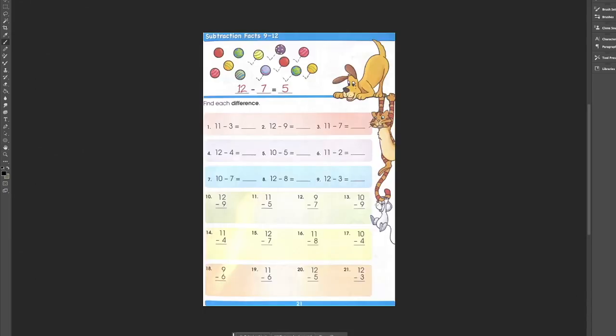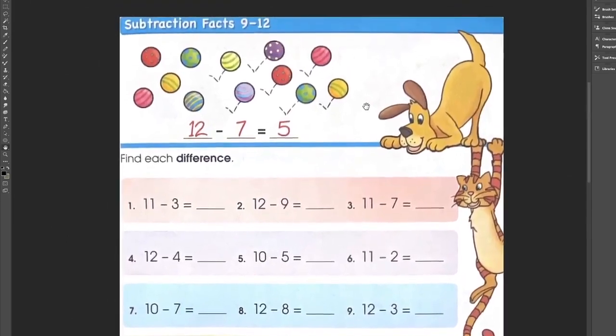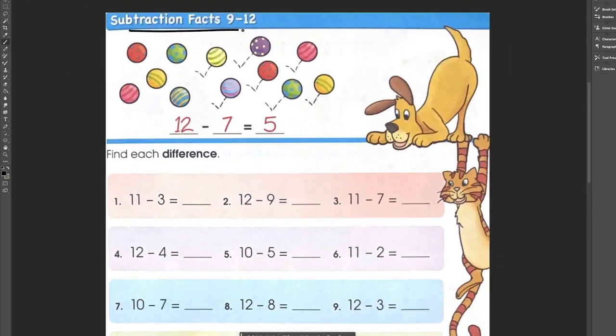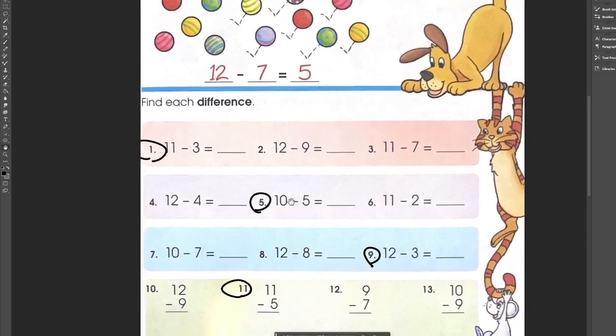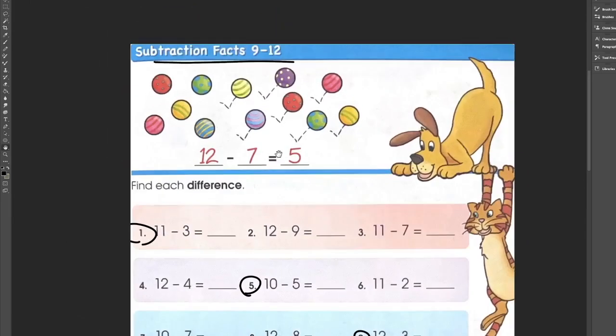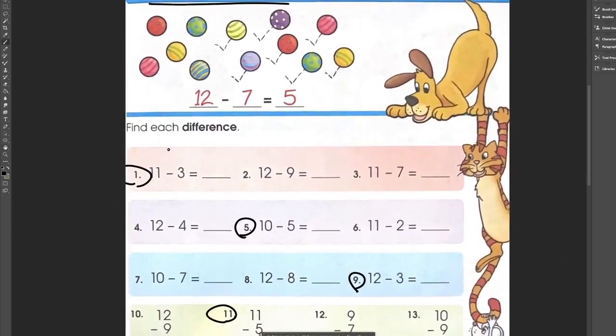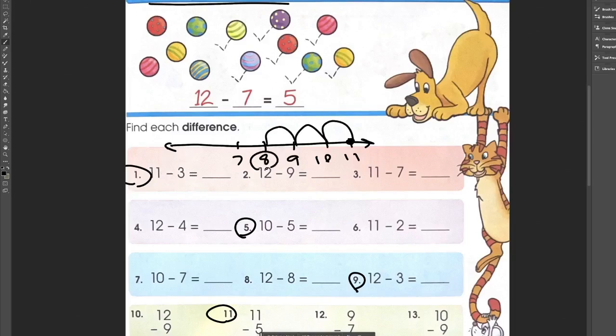Okay, let's move on to the third page. It says find each difference for subtraction facts from 9 to 12. Let's do 1, 5, 9, and 11. 11 minus 3, this should be pretty easy, but if you can't do it in your head, it's totally fine. You can just make a number line. You start at 11. Since we have to go back 3 spaces, we do that on the number line. So 1, 2, 3, and our answer will be 8.